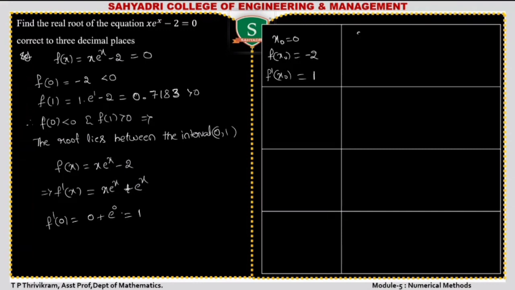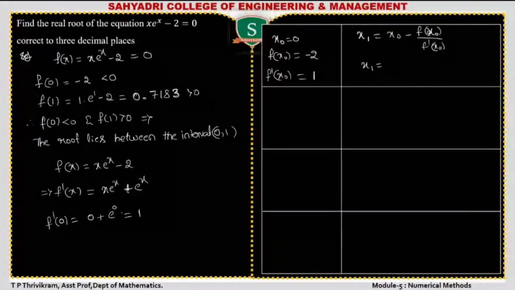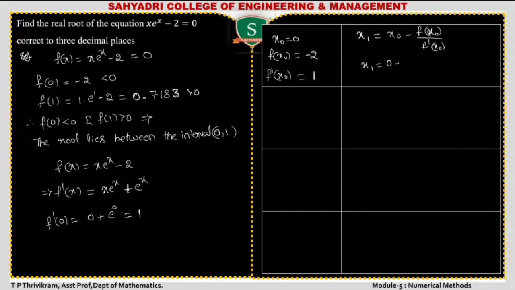Now what is the formula? x1 is equal to x naught minus f of x naught divided by f dash of x naught. So x1 is equal to x naught, which is 0, minus f of x naught, which is minus 2, divided by f dash of x naught, which is 1. Minus of minus gives plus 2. So this time take x1 is equal to 2.